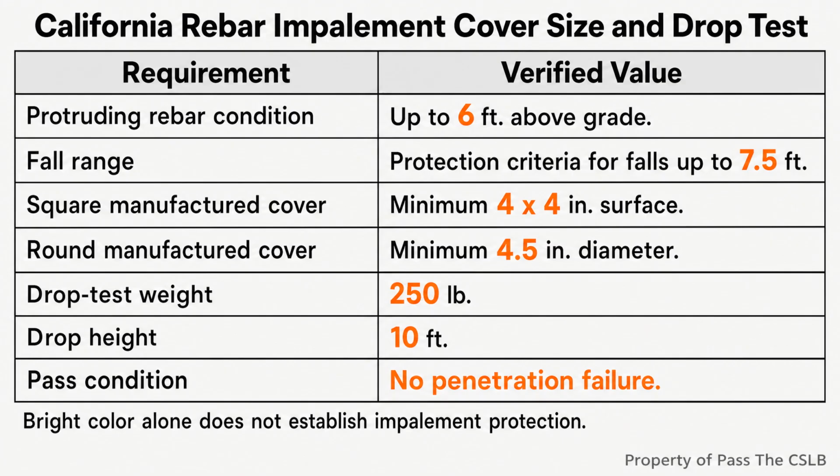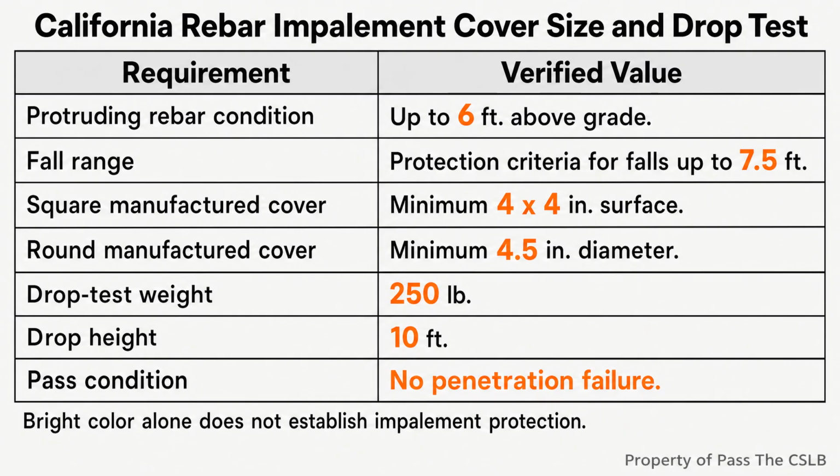Suppose a scaffold crew will work above a row of vertical reinforcing bars. The bars have small mushroom-shaped caps, but no evidence shows that the caps meet the required impalement criteria. The correct field decision is not to assume that any cap is good enough. The superintendent should stop the exposure and provide a compliant cover or trough system before workers are placed above the hazard.